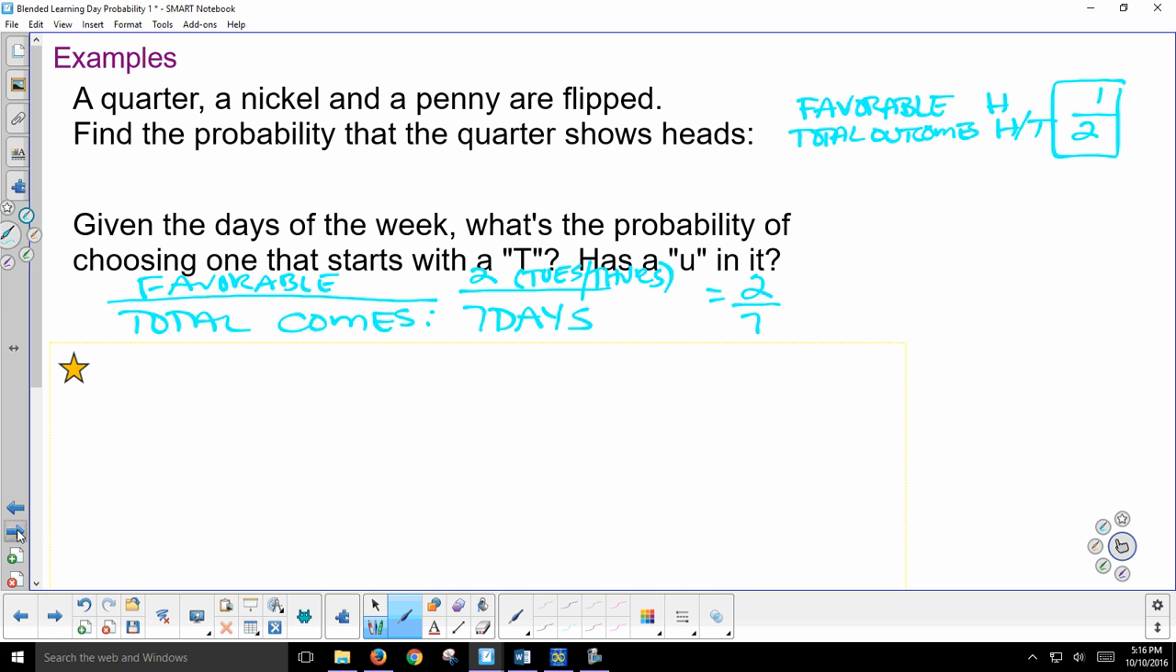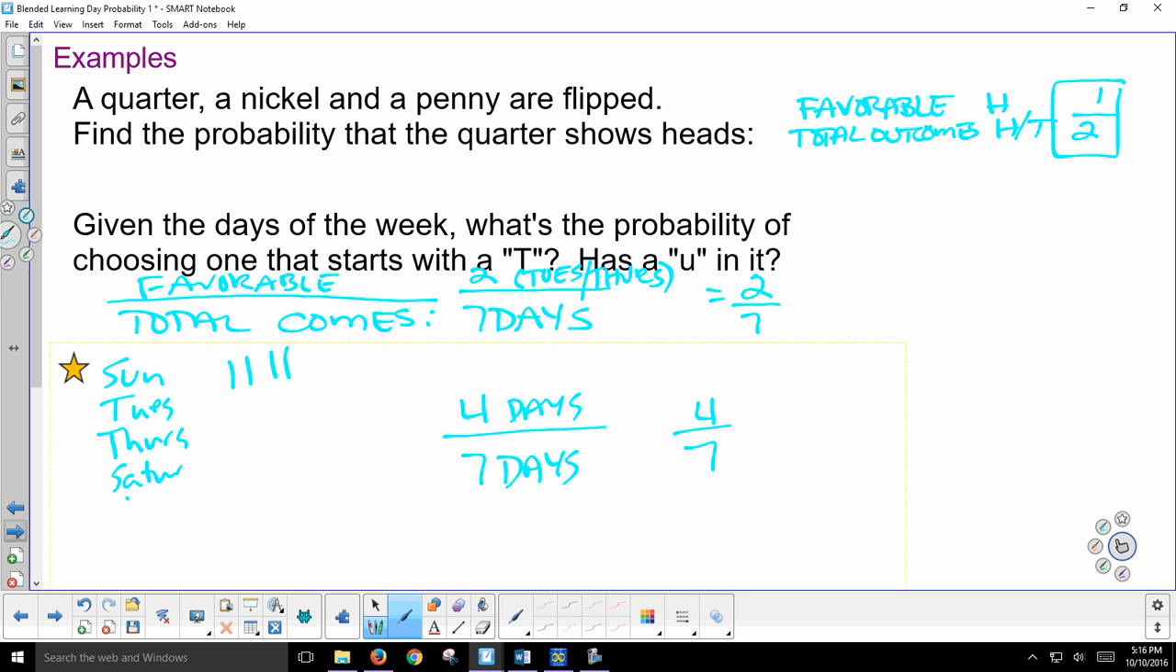What if a question was, how many days have a U in it? Well, our total outcomes is still going to be 7 days, but now we have to think a little bit harder. There's a U in Sunday, so that's one. There's not one in Monday. There's one in Tuesday, so that's another one. Wednesday, nope. Yep, Thursday's got it. Friday, Saturday has one, and that's the whole week. So there are 4 out of 7 days that have a U in them. So the probability of choosing a day with a U in it is 4 out of 7.